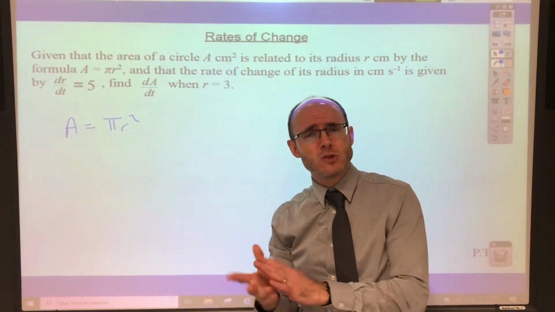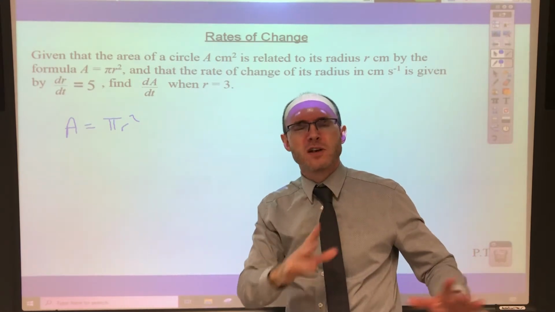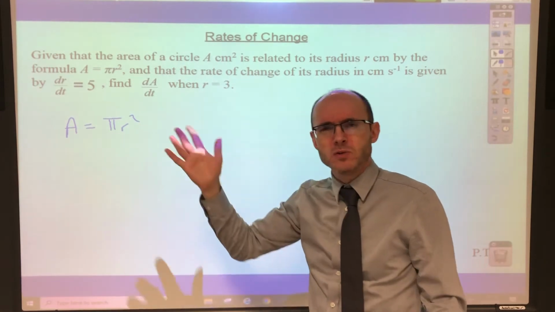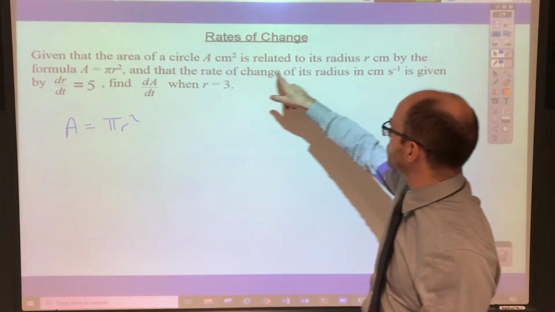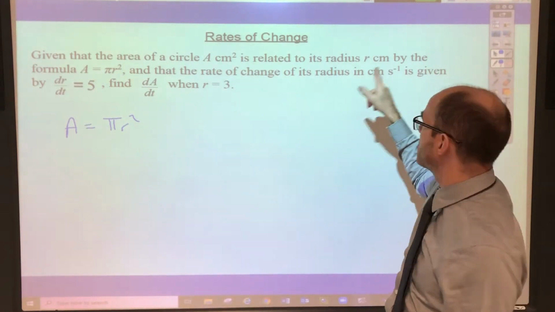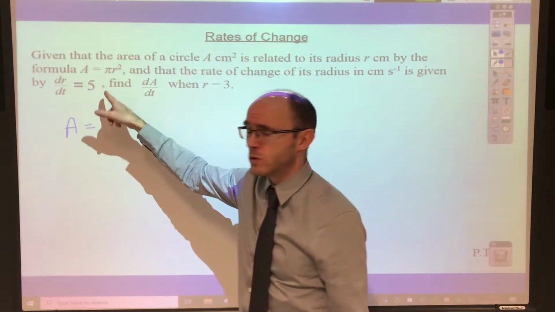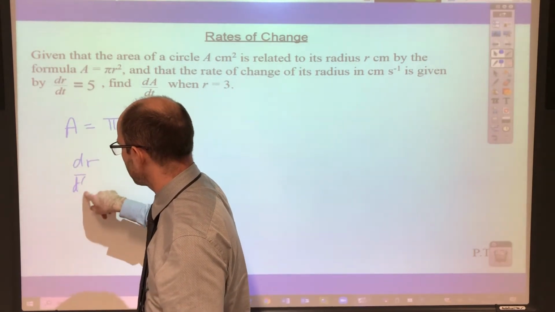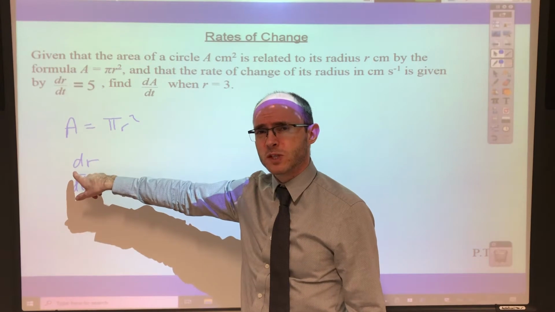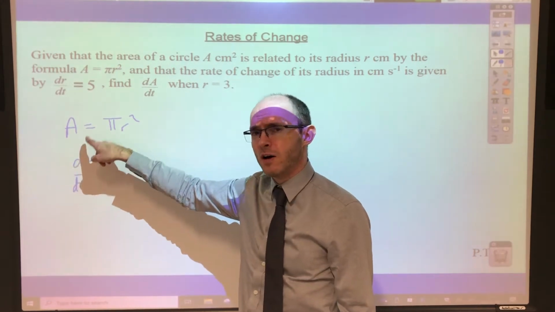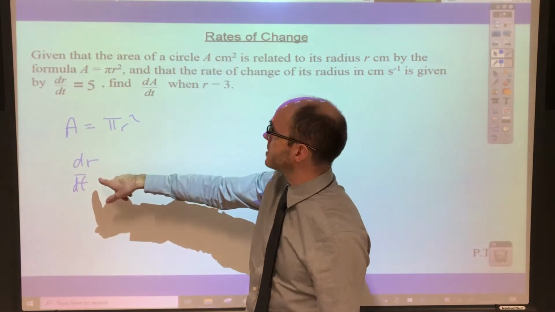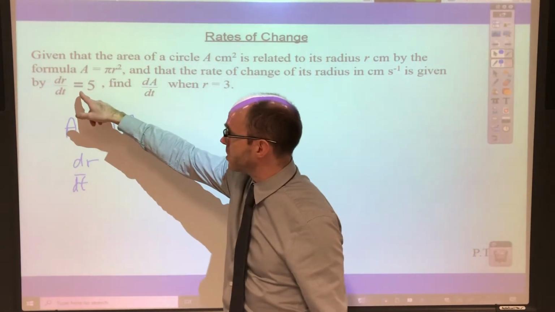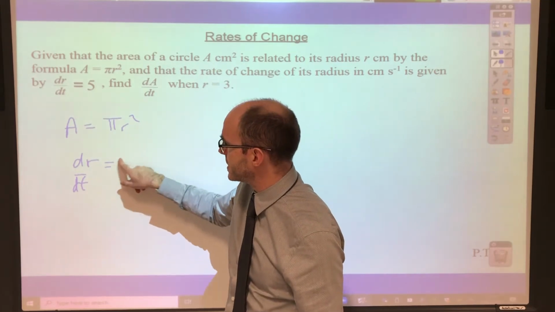When I say you need to interpret the question, pick out the important bits of what it's saying to you. So the first bit is saying area is pi r squared, and we're going to do something with that. And that the rate of change of its radius in centimetres per second is given by dr/dt equals 5. Let's talk about what that means. dr/dt is a derivative expression for the rate of change of r with respect to t. In this case, it's the rate of change of the radius with respect to time. And it's saying that dr/dt is equal to 5.